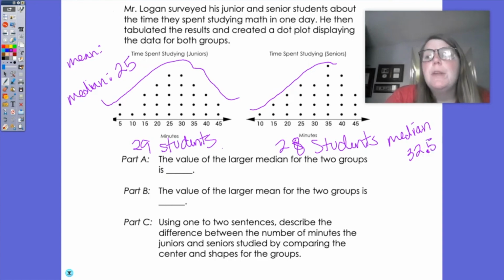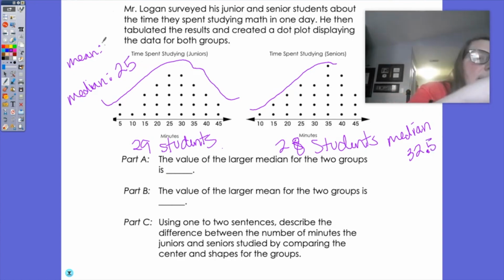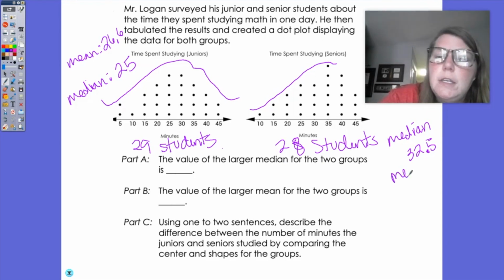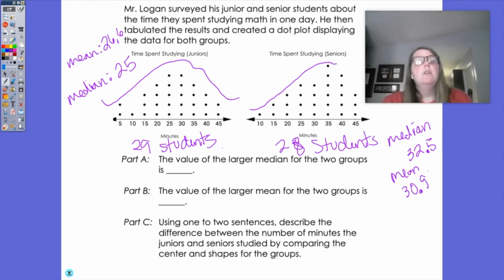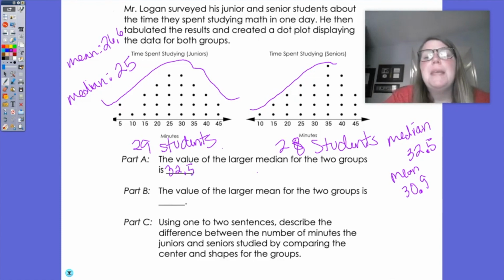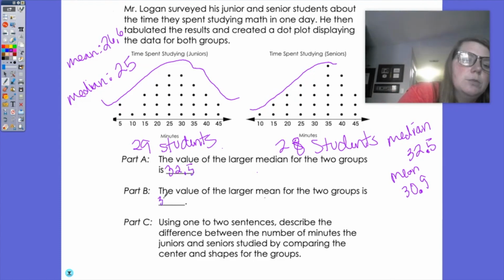The mean for the juniors is going to be 26.6. And then the mean for the seniors, sorry, I'm looking at my notes over here, is going to be 30.9. So part A, the value of the larger median is going to be 32.5, which was the seniors. And the larger mean of both groups is also the seniors, which was 30.9.